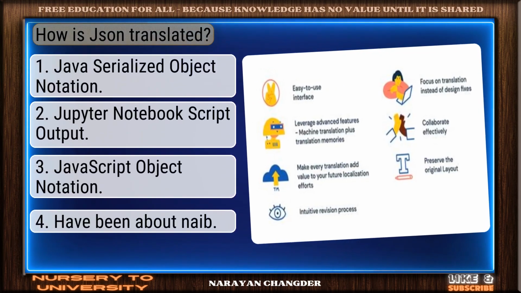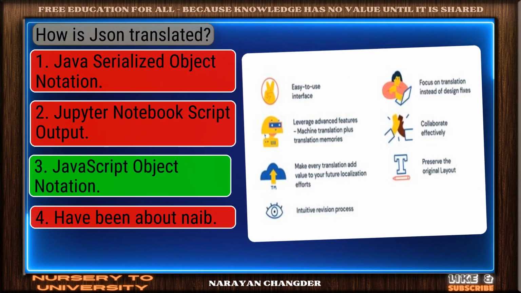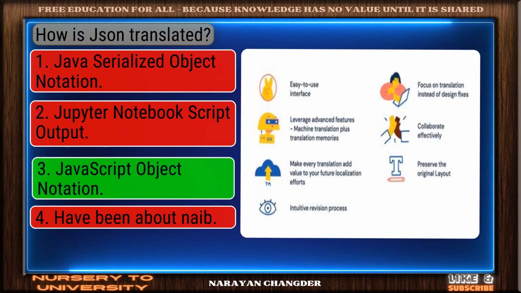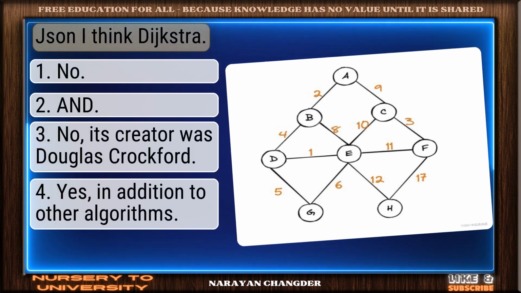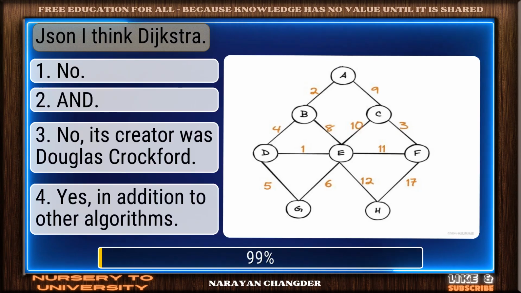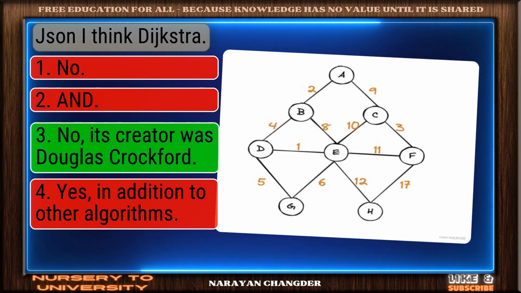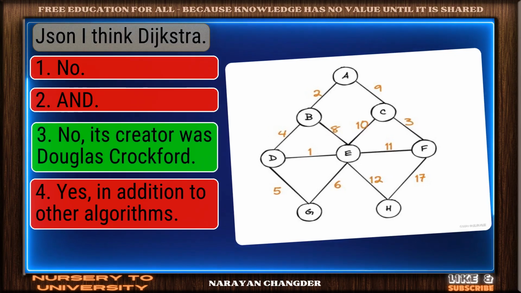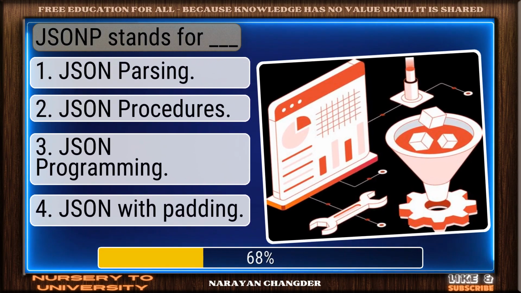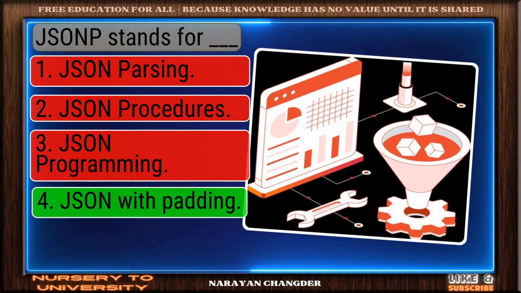Question number 76. How is JSON translated? Good thinking. JavaScript Object Notation is the right answer. Question number 77. JSON, I think, was created by Dijkstra. Strong choice. No, its creator was Douglas Crockford is the right answer. Question number 78. JSON stands for dash. Nice work. You chose JSON with padding and it is correct.